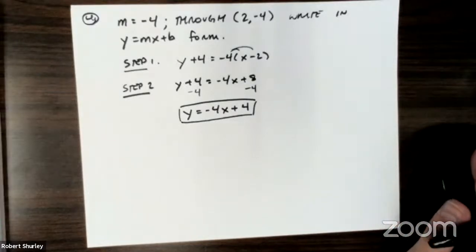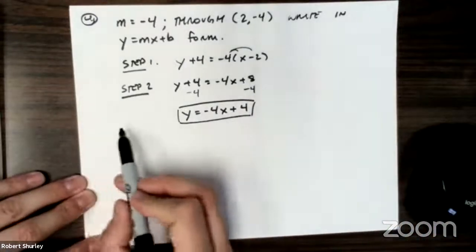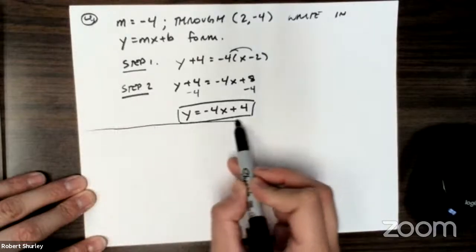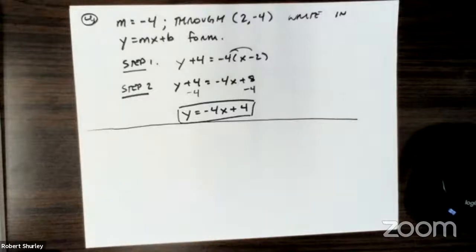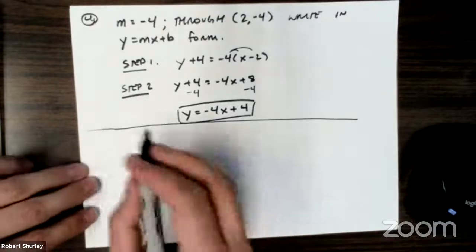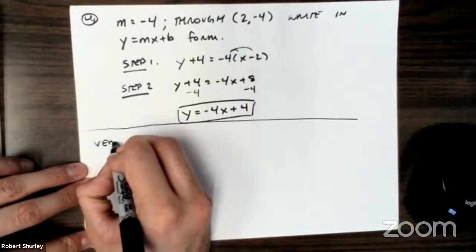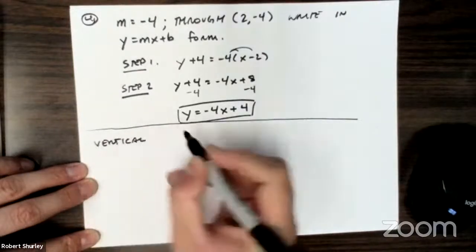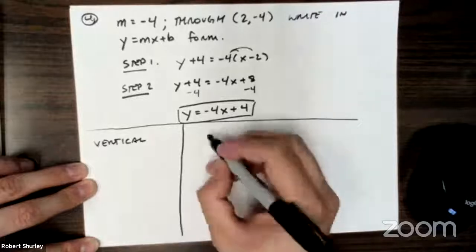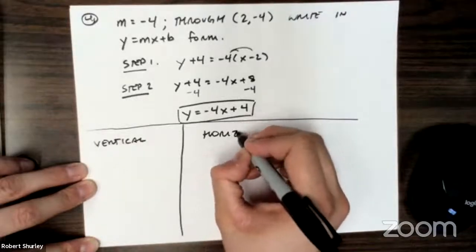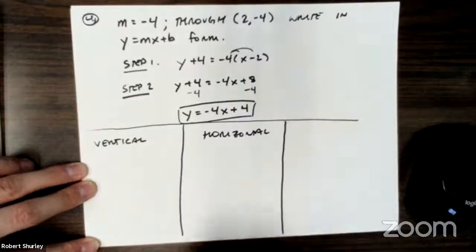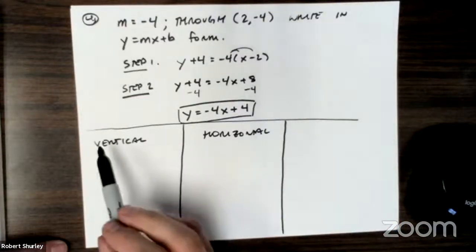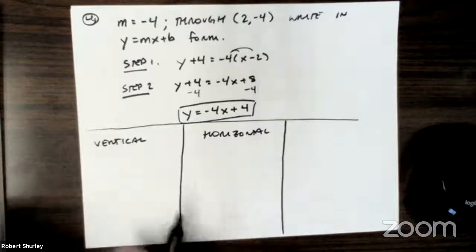Then your book goes over vertical and horizontal lines. And guys, the nice part about vertical and horizontal lines is that there's no real math involved. We just have to really think about it. So let's do a quick review of vertical and horizontal lines, okay? I'm going to put vertical here, and I'm going to put horizontal here. We're going to write down all the things we remember, or maybe need to know, about vertical and horizontal lines.